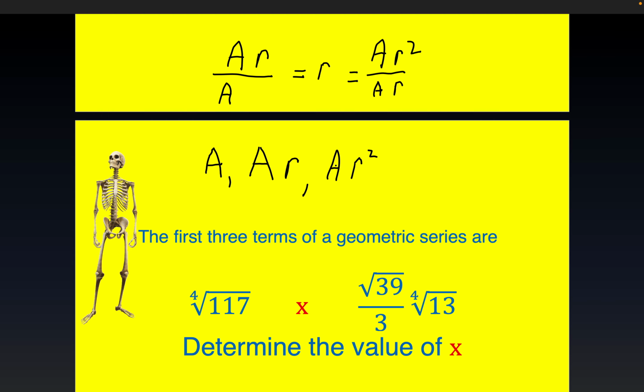Now, we're taking r to be a positive number here. It's kind of tacitly implied. And we know the first three terms of a geometric series: we have a constant value, an unknown term which we're trying to find, and then the third term.